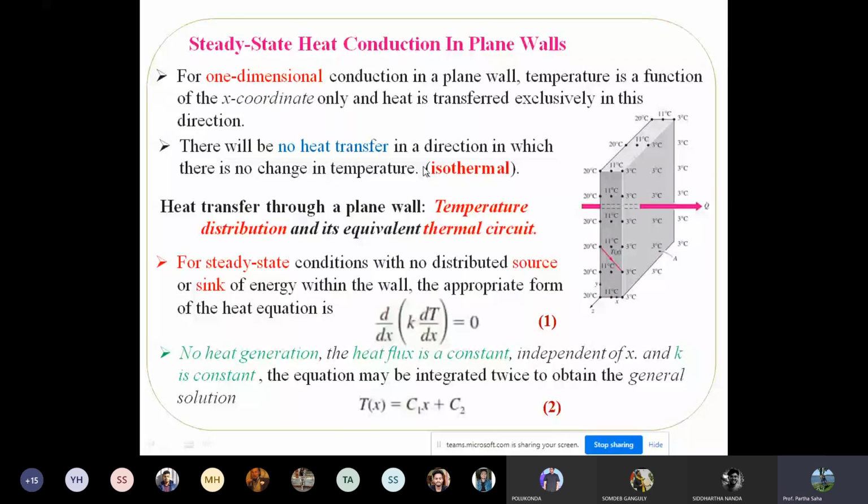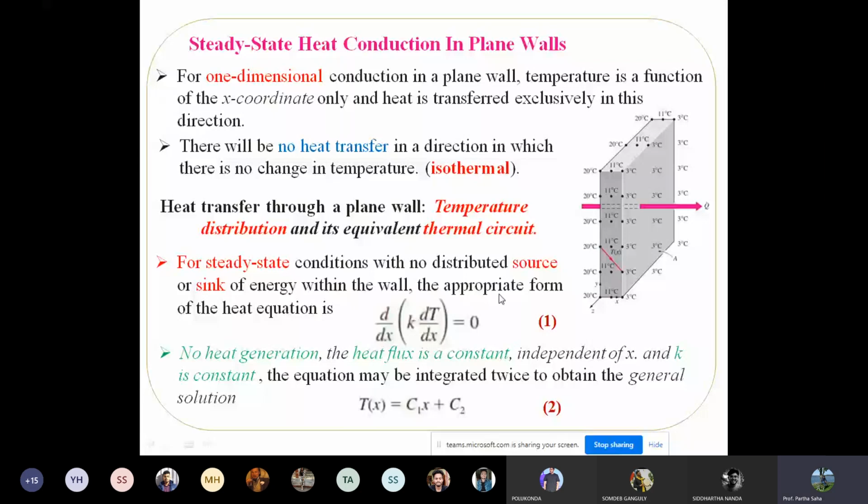What does isothermal mean? That the temperature is uniform throughout that plane or surface. So heat is not going to transfer there. Here we are only considering heat transfer from left to right because of the temperature difference, the temperature gradient.